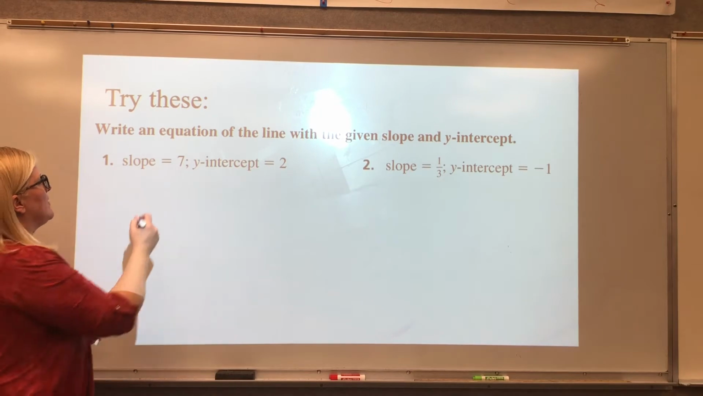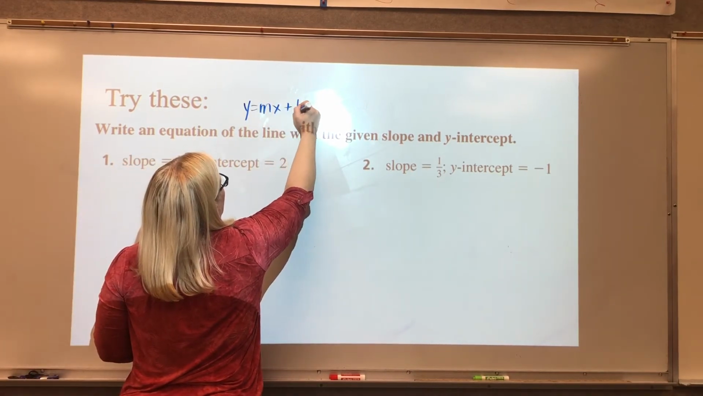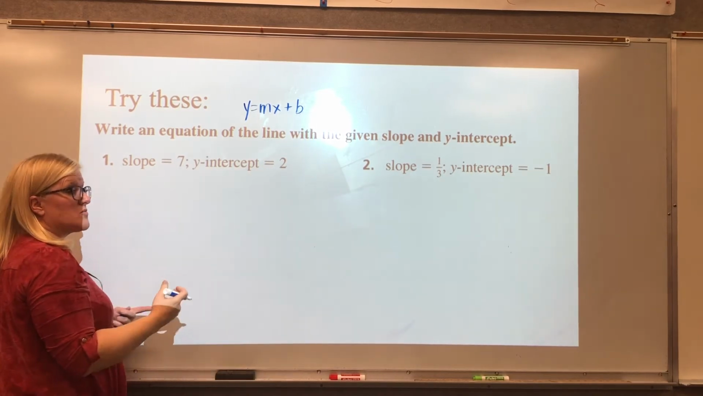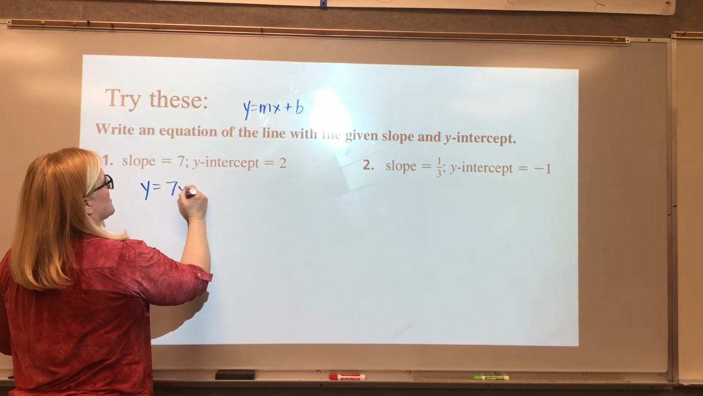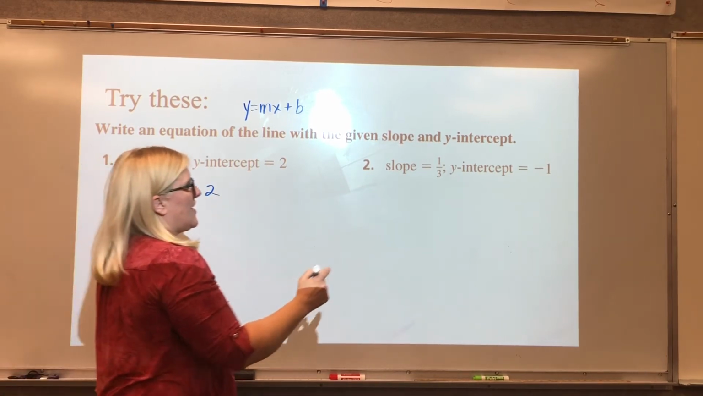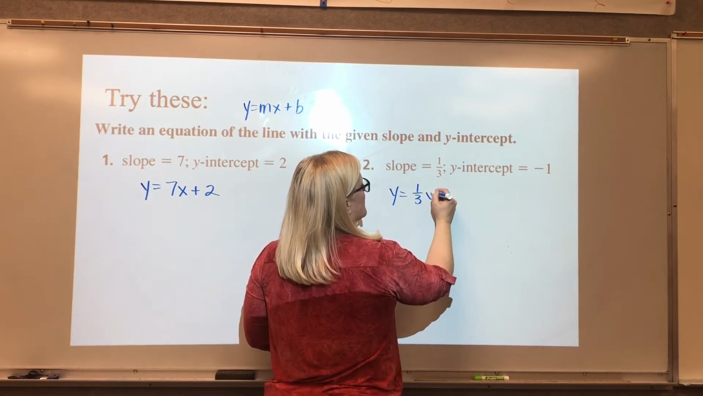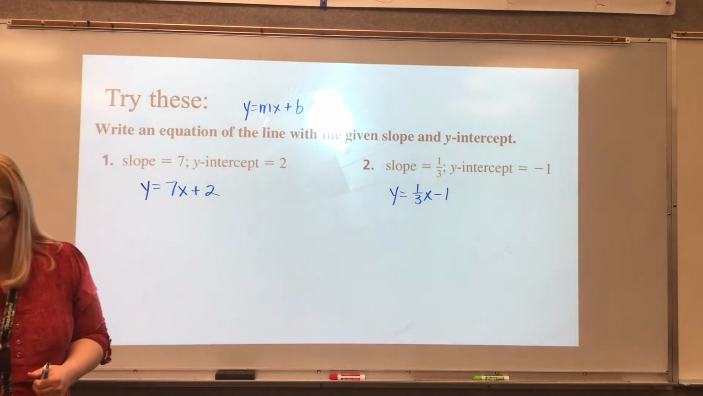Okay, so first one, I'm going to write y equals mx plus b up here so I can have that as a reference. So my slope is 7, y-intercept is 2, that's what they've given me. So I have y equals 7x plus 2. And over here I have y equals 1/3 x minus 1. So hopefully that didn't take you too long.